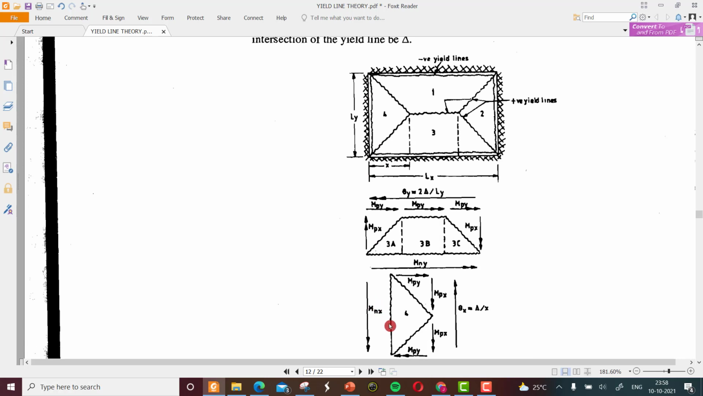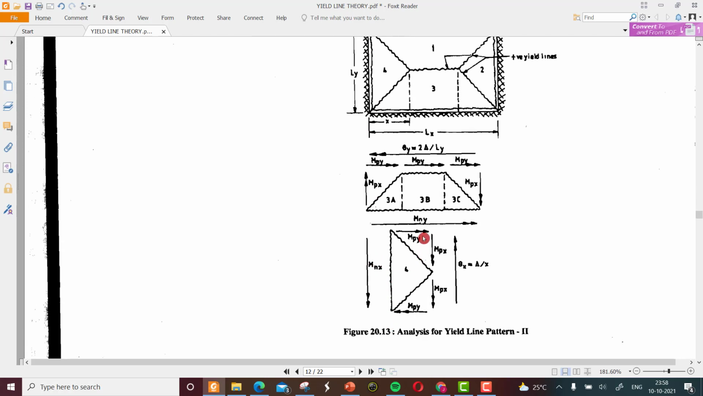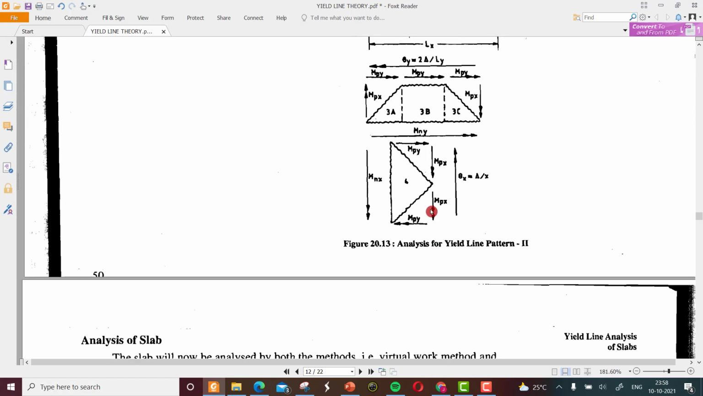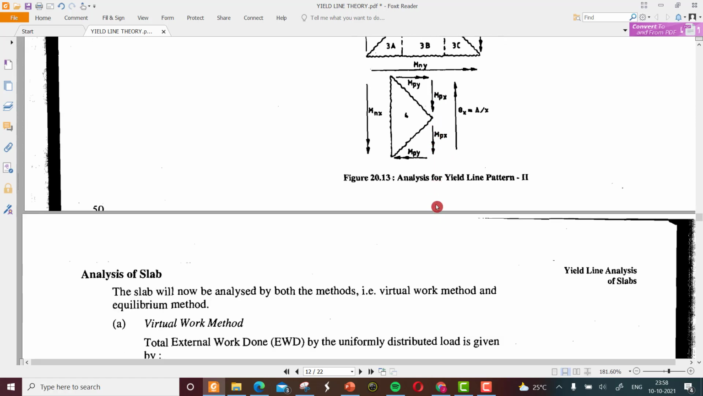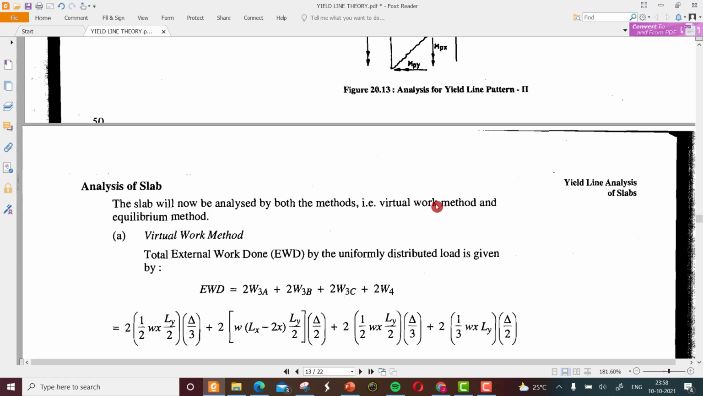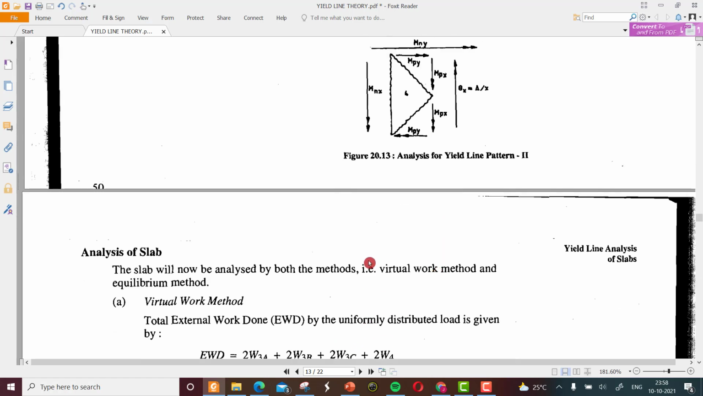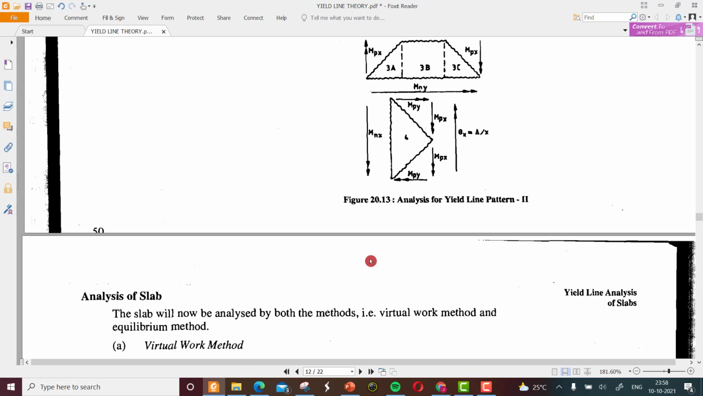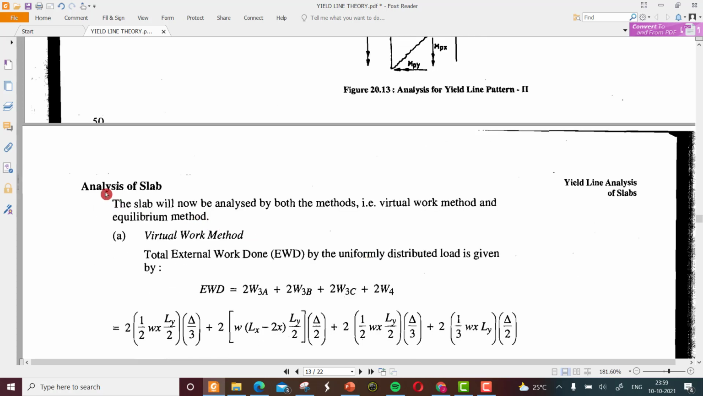So Mnx, and we have MPY horizontal values of moments, and MPX always vertical. So this constitutes the E-line pattern 2, and here the things required for calculation include the analysis of slab. The slab will now be analyzed by both the virtual work method and the equilibrium method.